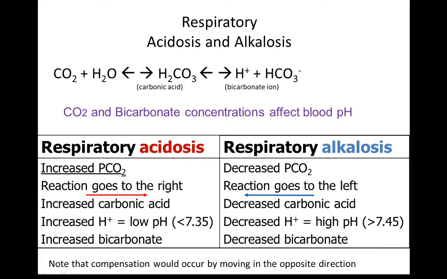In respiratory alkalosis, the PCO2 would be decreased, the reaction would go to the left, and we would have fewer bicarbonate or hydrogen ions. Higher pH, and consequently, in an attempt to compensate, we would also see a decrease in the bicarbonate.